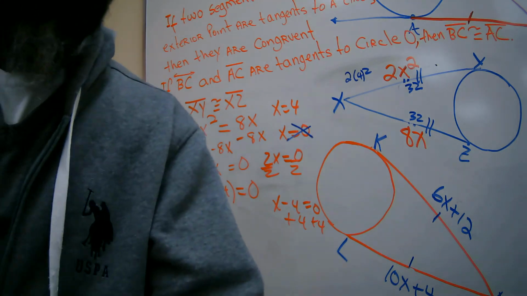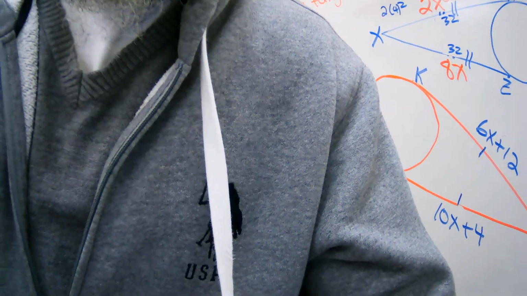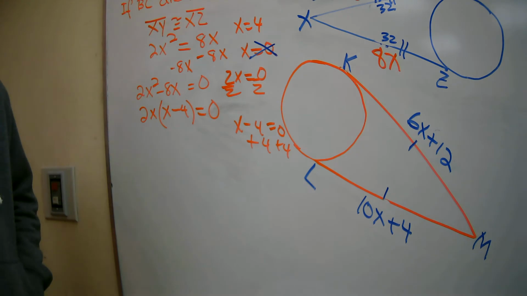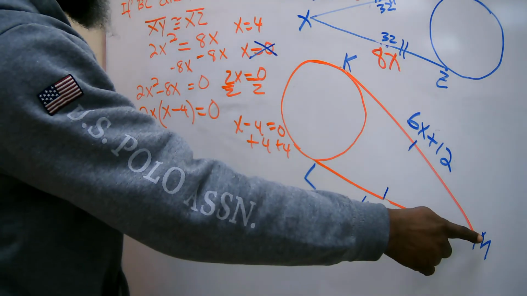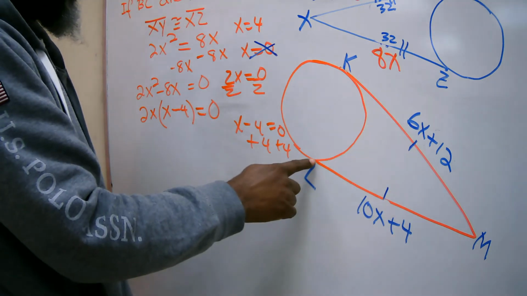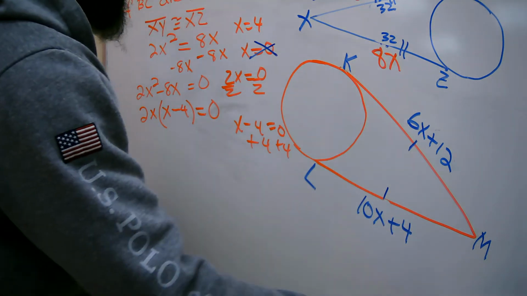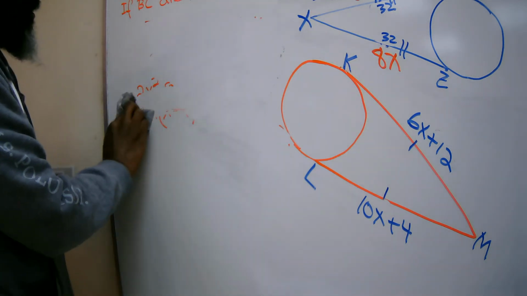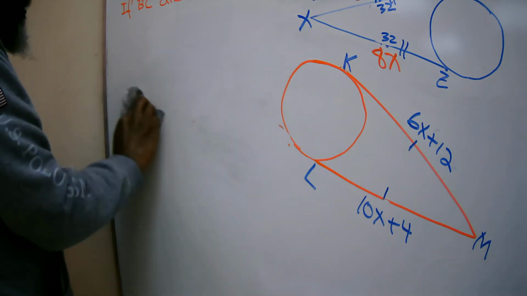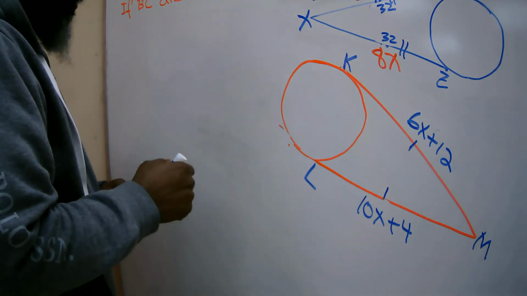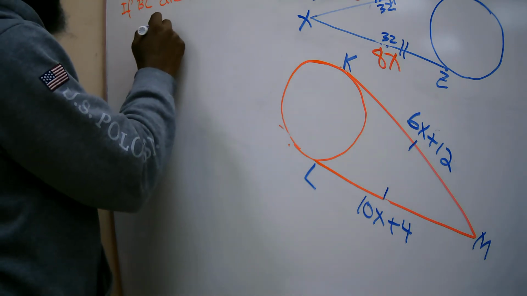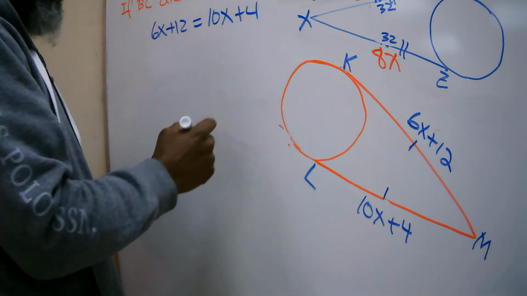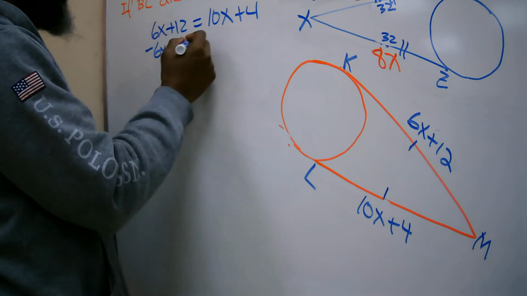Next problem. So we're looking at the red circle, and there are two tangents. In this case, we know that tangent PM, which is represented by 6x plus 12, is congruent to tangent LM. So we're going to equate those two tangents equal to each other, then we solve to see what the mystery number is. So as an algebraic expression, the equation will be 6x plus 12 is equal to 10x plus 4. In this case, we subtract the lesser variable. We subtract 6x on this side.